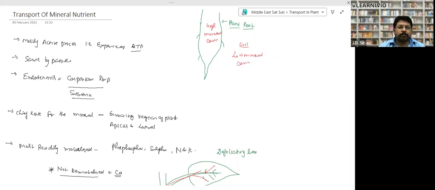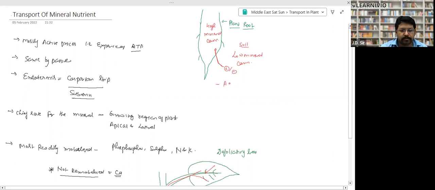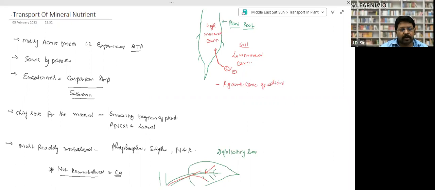Now, diffusion should take place from higher to lower, but it is not taking place. The ions are going inside, right? So what will happen? These ions are moving against the concentration gradient. And you know, when anything has to move against the concentration gradient, what will it have to do? It has to spend energy.